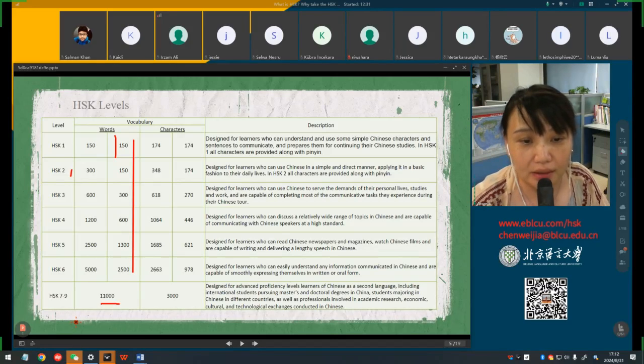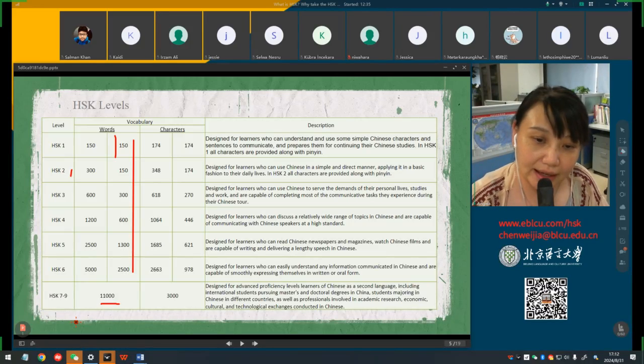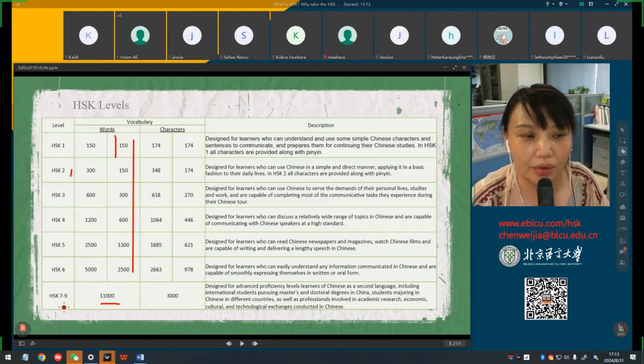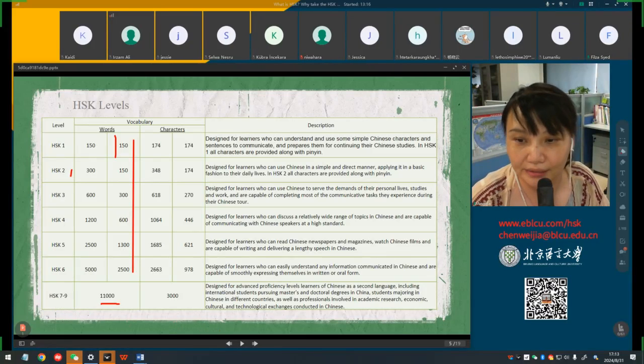So it is designed for advanced proficiency levels, for learners of Chinese as a second language, including international students who want to study for a master's or doctoral degree in China, studying in a major of Chinese, like Chinese language, as well as professional studies involved with Chinese language research, or you are doing research on economy, culture, and technical exchanges, but you need to read the documents all in Chinese. So in that case, you need HSK 7 to 9.